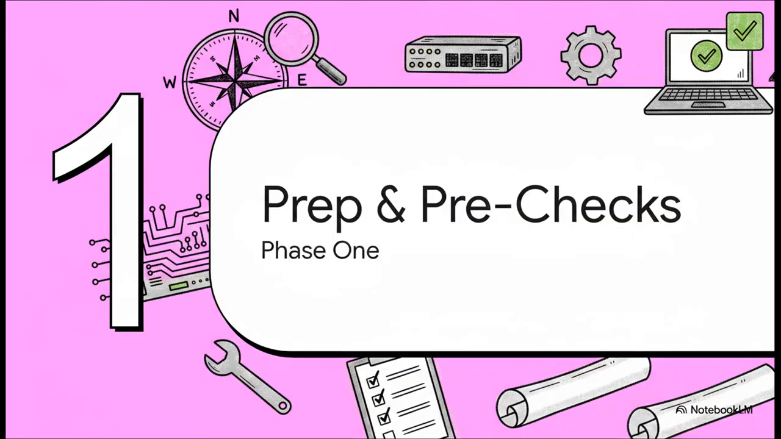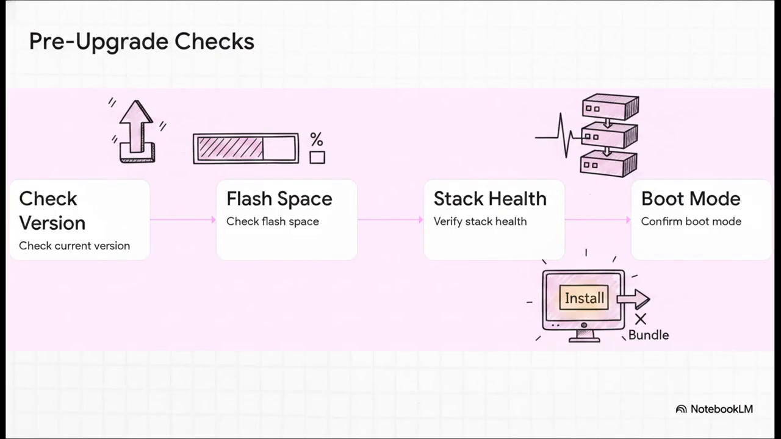All right, Phase 1, preparation and pre-checks. Consider this our reconnaissance phase. Before pushing any changes whatsoever, there are 4 absolutely vital baseline checks you've got to perform. First up, check your current software version. Second, check your flash space, because you literally can't copy a new image without the room for it. Third, verify the overall health of your stack if you've got one running. And fourth, confirm your boot mode. Now, for the 9200 specifically, install mode is explicitly the recommended way to go.